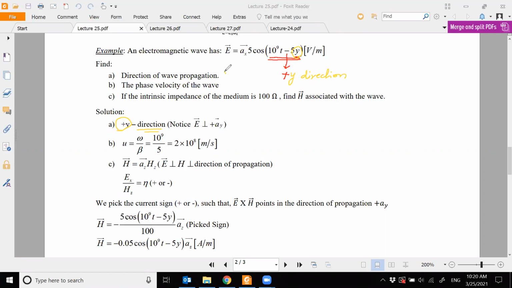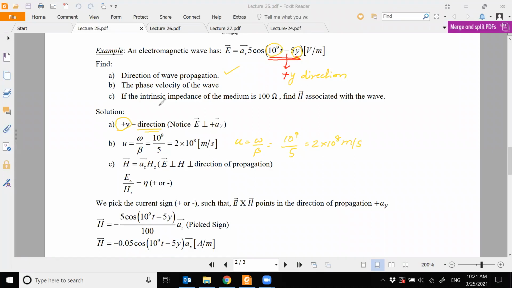Okay, this is done. Next, the phase velocity of the wave. So what will be the phase velocity of the wave? u is omega over beta, and omega is 10 to the power of 9. So it is 10 to the power of 9 over beta, which is 5. So it is 2 times 10 to the power of 8 meters per second.